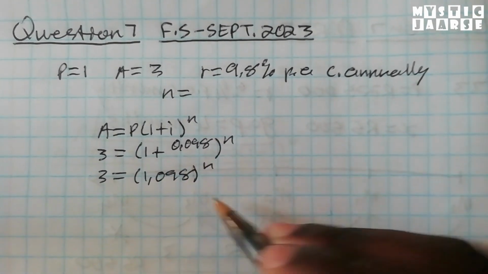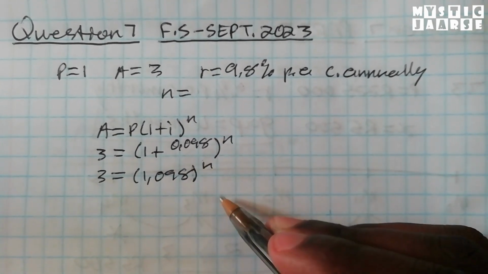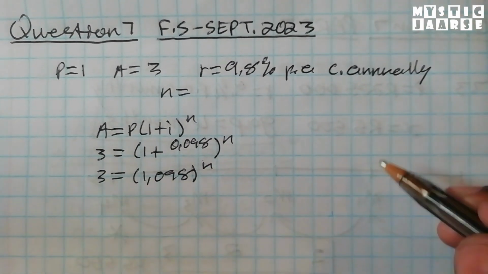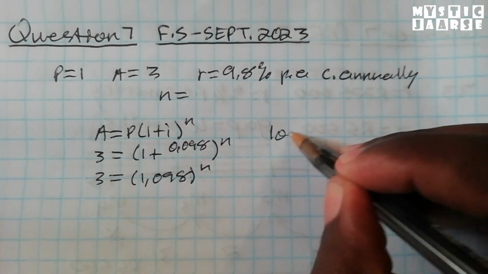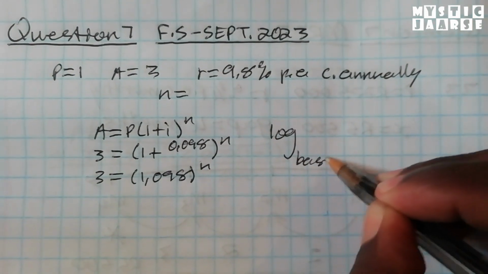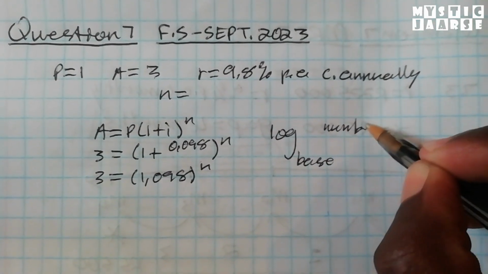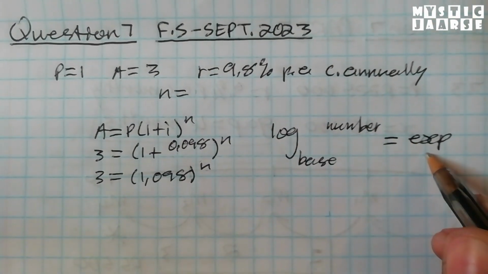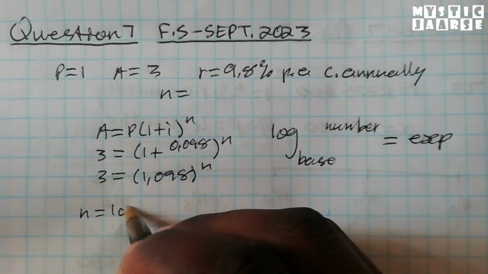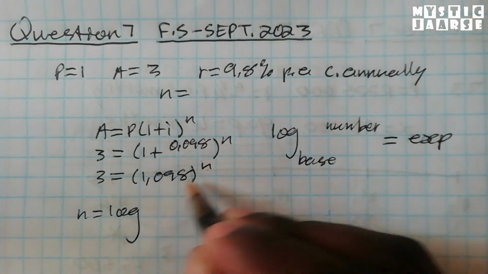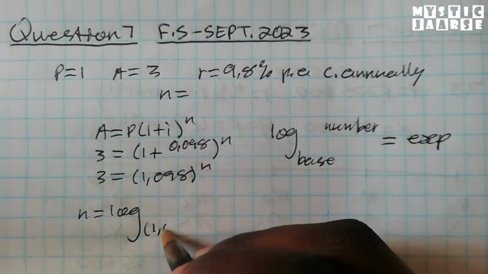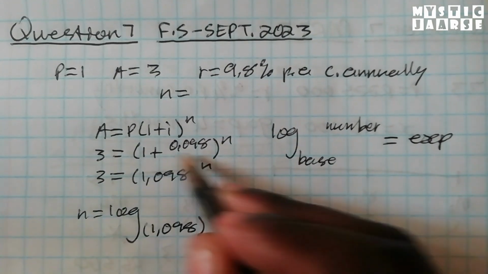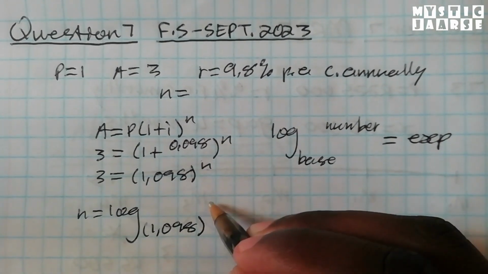1.098 to the power of n. Now we are solving for n. n is a power and it has a base, and all of this is equal to 3. So we are going to use log. Base number is equal to exponent. Now our exponent is n, so we say n is equal to log. Our base is this number, 1.098, and the number that this thing is equal to is 3.